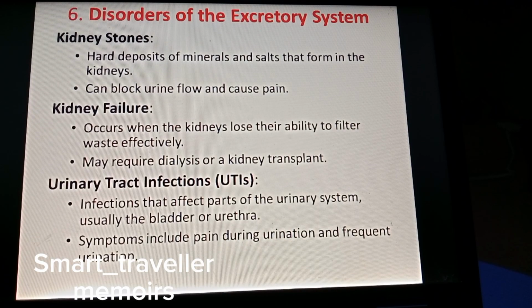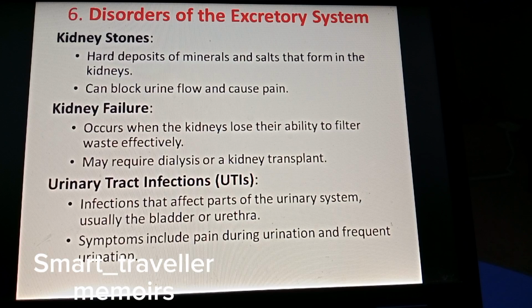Disorders of the excretory system: we have three main ones, kidney stones, kidney failure, and urinary tract infections, or what we usually call UTIs. Kidney stones are hard deposits of minerals and salts that form in the kidneys, and they can block urine flow and cause pain. Kidney failure, on the other hand, occurs when the kidneys lose their ability to filter waste effectively. It may require dialysis or a kidney transplant.